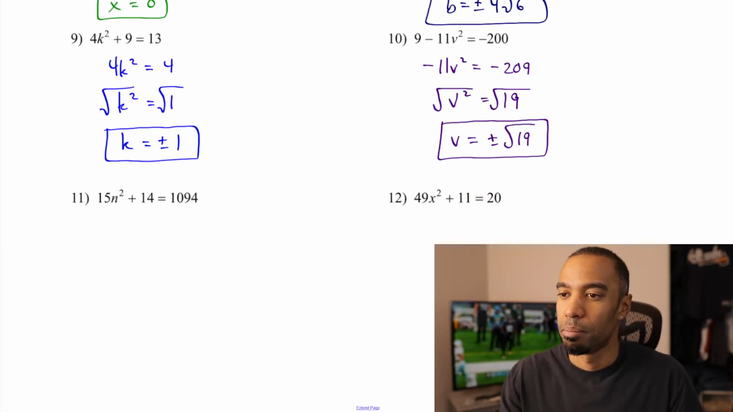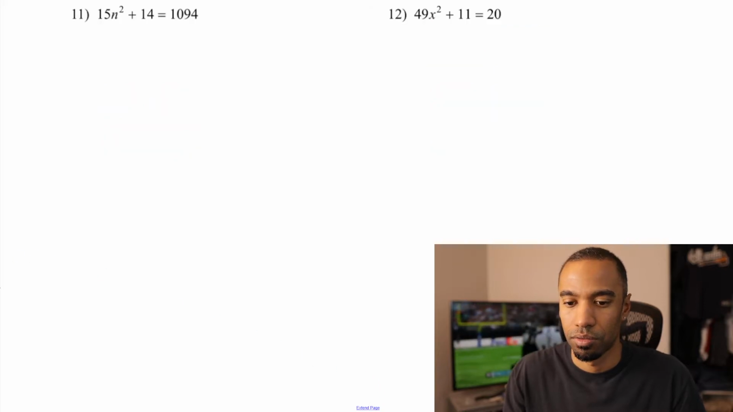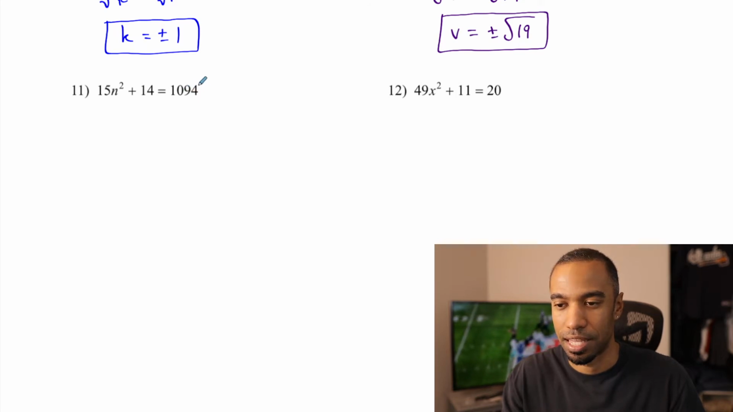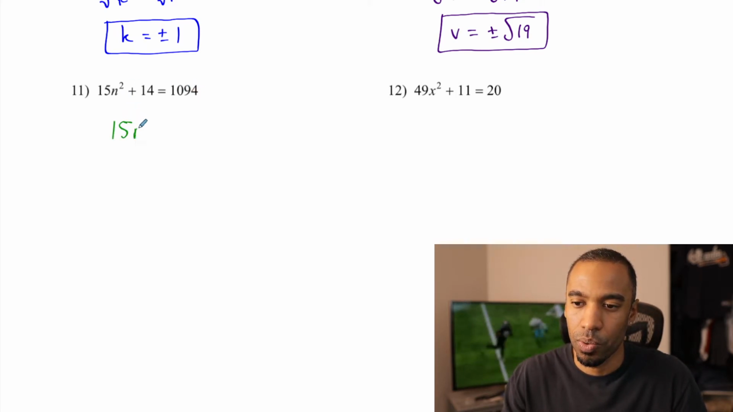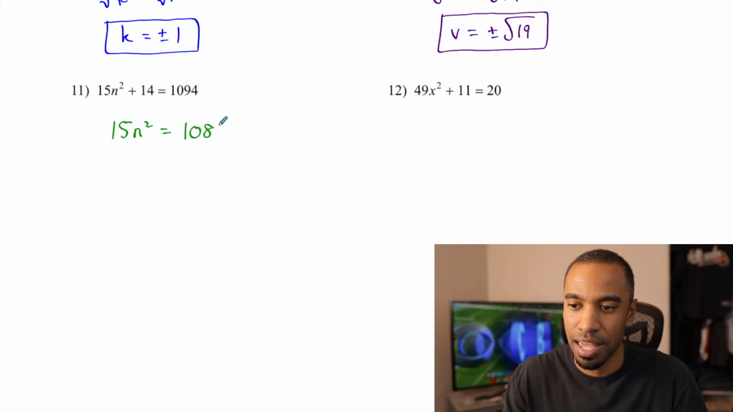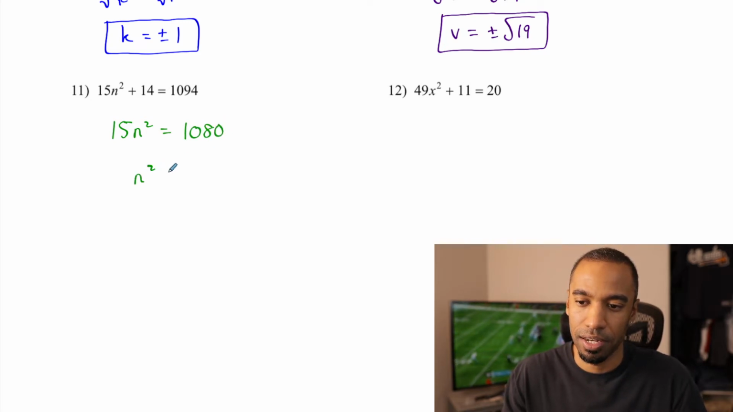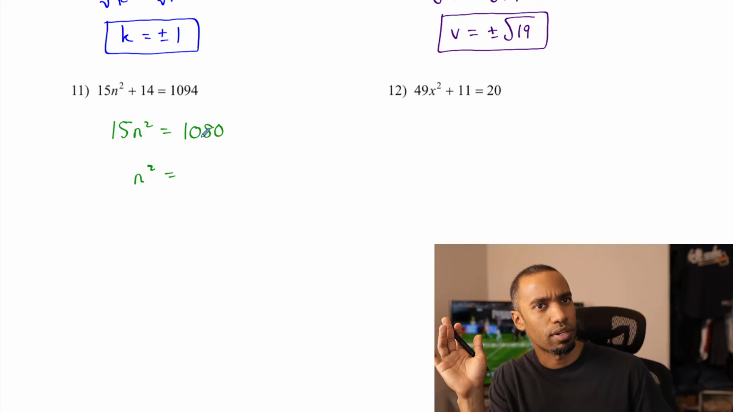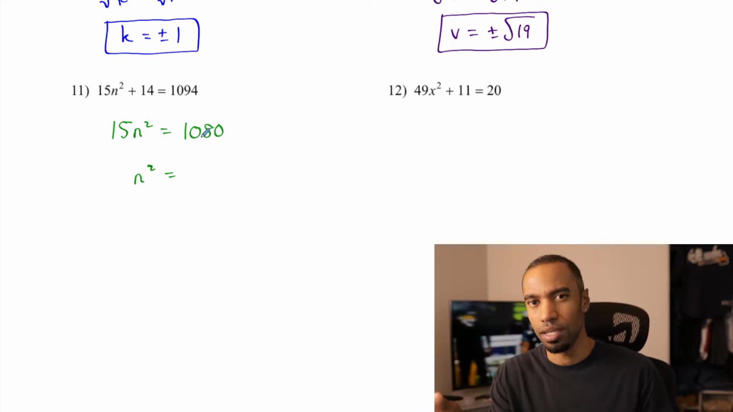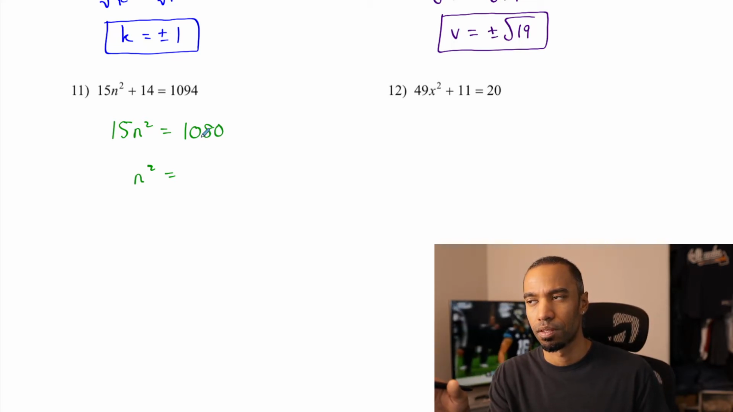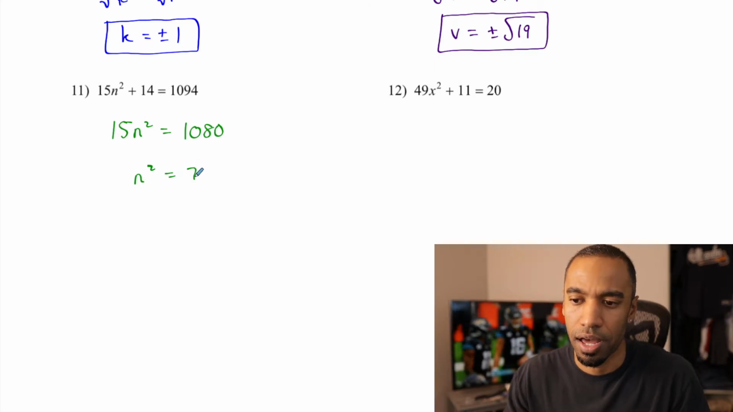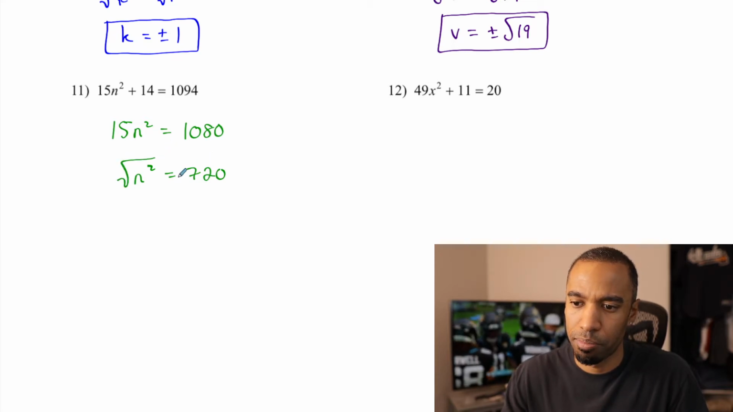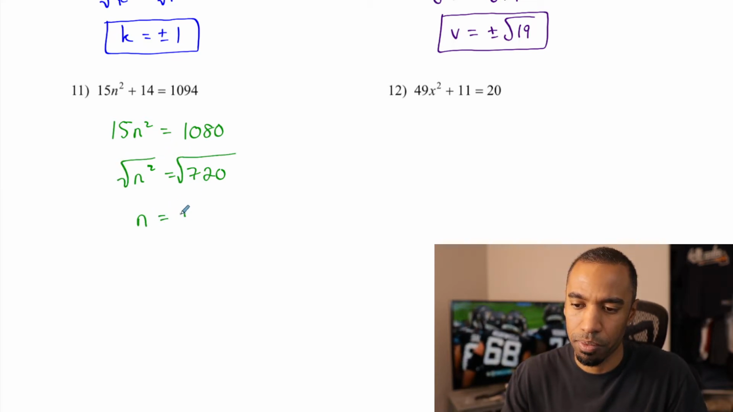All right, so there we go. Number 11, we're halfway through. We got 15n squared plus 14 equals 10,094. If I subtract 14 from both sides, I'll get 1080. Someone wants to whip out a calculator. I'm going to conventionally get to this. 1080 divided by 30, 108 divided by 3 is 36, so 72. So 720. 720 is my thought on that one there. I believe that's correct. So square root of both sides there, and I'm going to get n equals plus or minus.